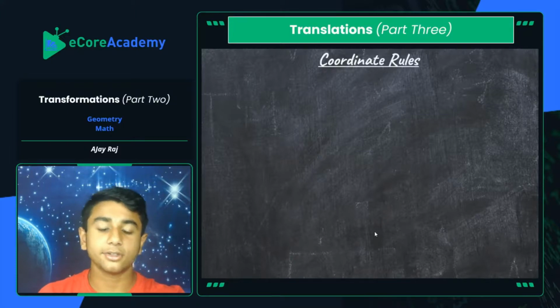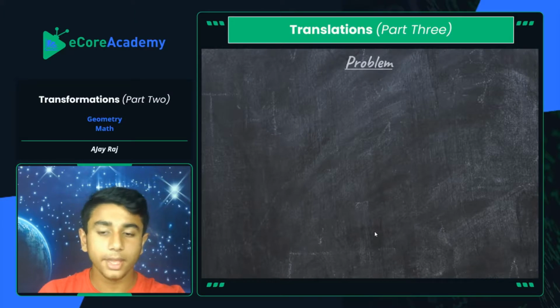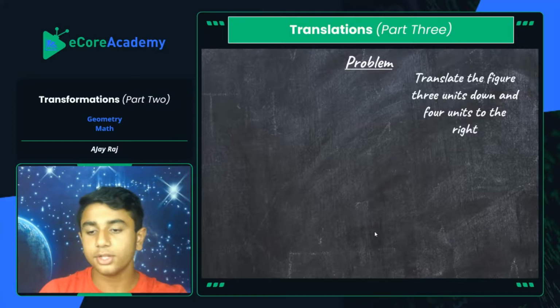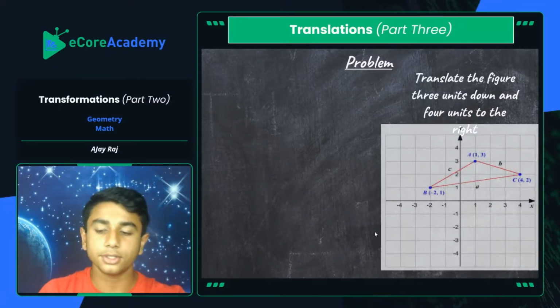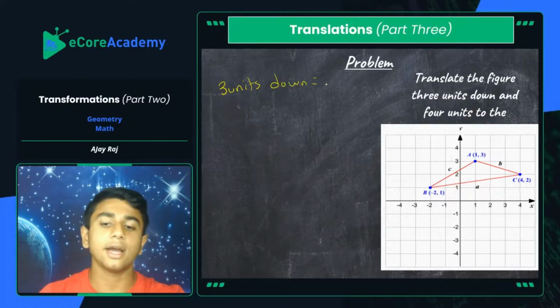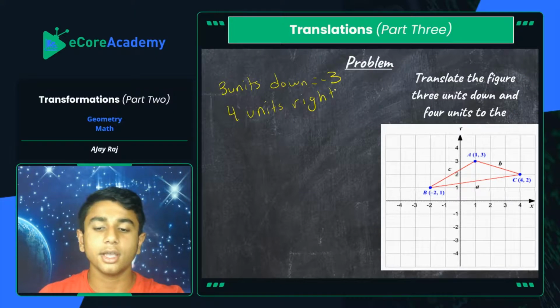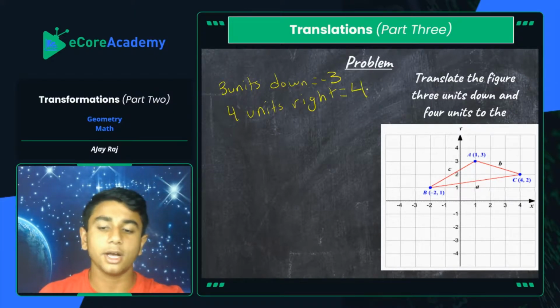And finally, guys, this is our last slide. It's going to be our problem page. This is a problem that we're going to represent our translation with. We're going to translate the figure 3 units down and 4 units to the right. So I'll just write that here. We're going to translate it 3 units down, because remember how I said down is negative, so it's going to be -3, and then 4 units to the right, which is a positive movement, so it's going to be +4.